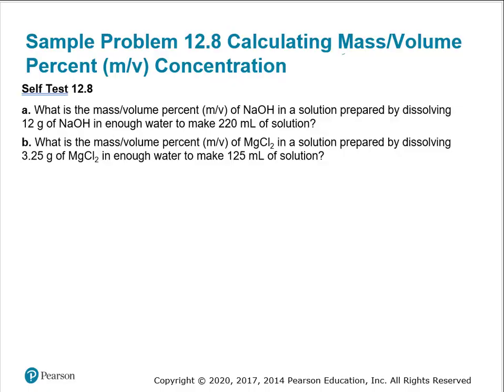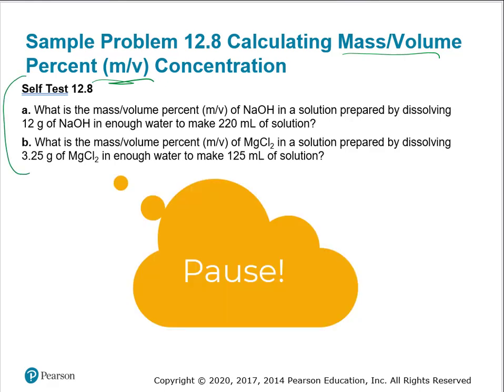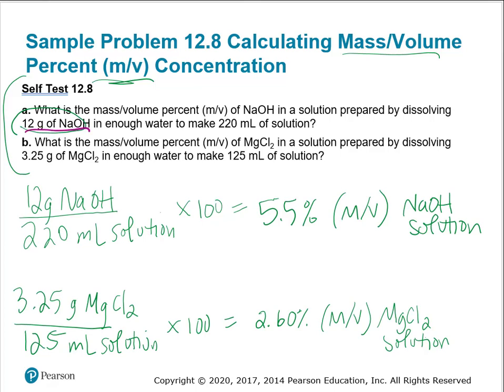The next problem is calculating mass volume percent concentration. Pause the video here as you work through A and B. For part A, I took the 12 grams of sodium hydroxide over the 220 milliliters of solution, times 100, and with 2 sig figs, 5.5% mass volume sodium hydroxide solution. And for part B, I took the 3.25 grams of magnesium chloride in enough water to make 125 milliliters of solution, times 100, and with 3 sig figs, 2.60% mass volume magnesium chloride solution.